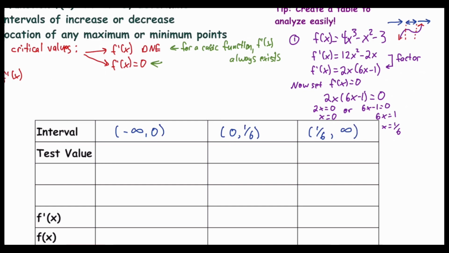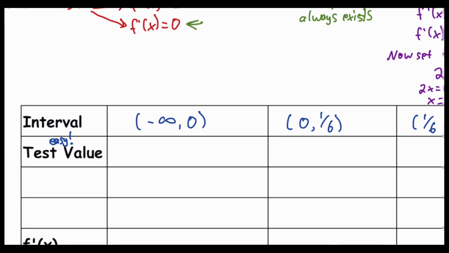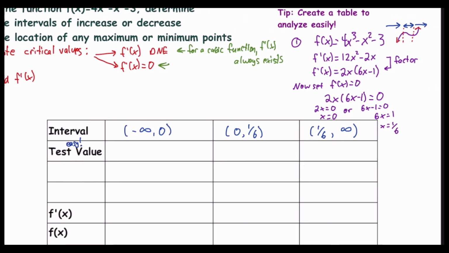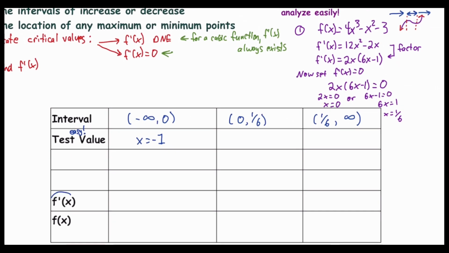Next, I need to choose a test value within each interval. This is a nice, easy part. Just choose some nice integer value that lies within our interval. I can choose any number I want between negative infinity and 0, and I'm just going to choose negative 1. It's a nice, easy value. What am I going to do with that value? Well, I'm going to plug it into my first derivative, f prime of x, and I'm going to learn if the slope is positive or negative at that point. So I evaluate my function.